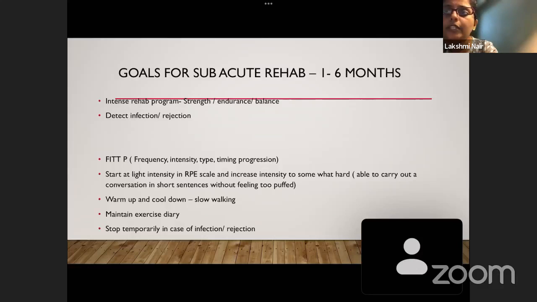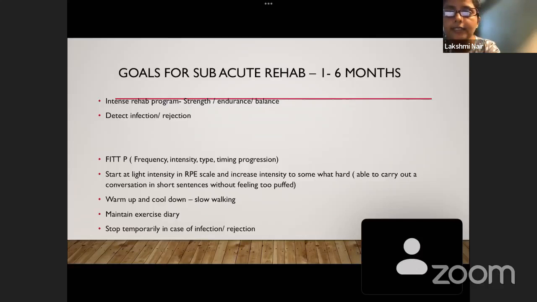The goal for subacute rehab, 1 to 6 months after discharge, is mostly to intensify the program: the same strength, endurance, balance, breathing exercises, everything you need to intensify. Also, you need to detect infection or rejection because you will be in constant contact with the patient. You need to understand the signs of infection and the signs of rejection. All this you need to be aware of. As with rehabilitation, be aware of the frequency, intensity, type, timing and progression of the exercises.